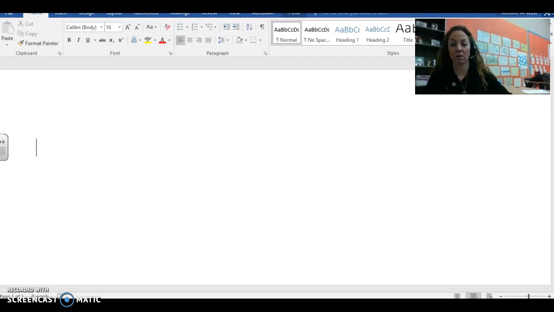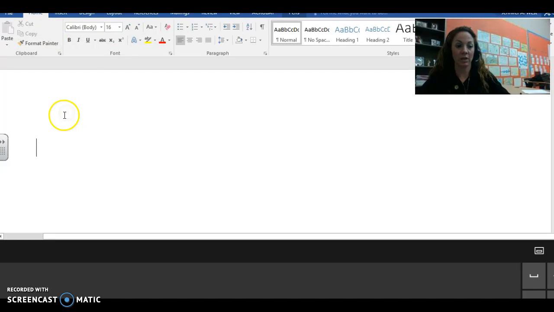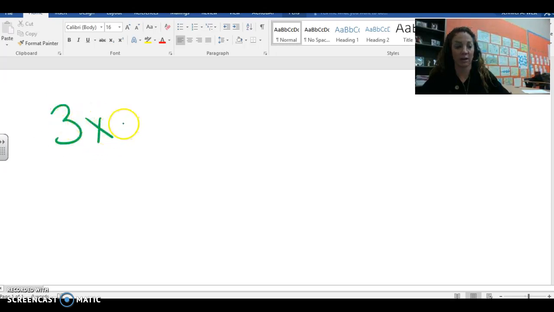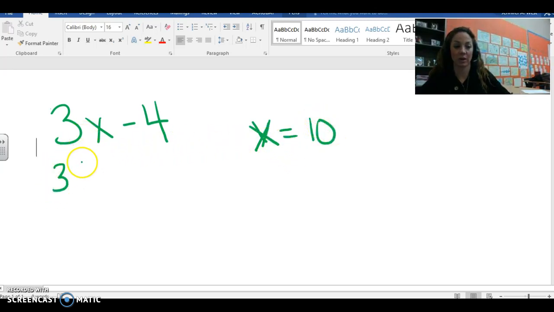So we're going to start with this algebraic expression, 3x minus 4, if x equals 10. First we have to substitute 10 for the x. So we have 3 times 10 minus 4.